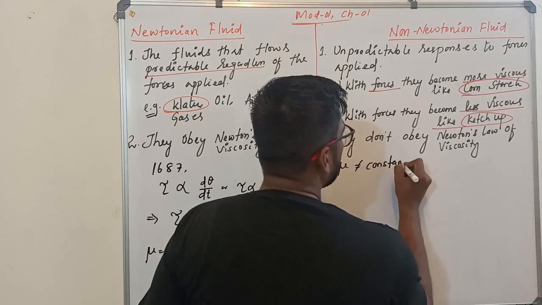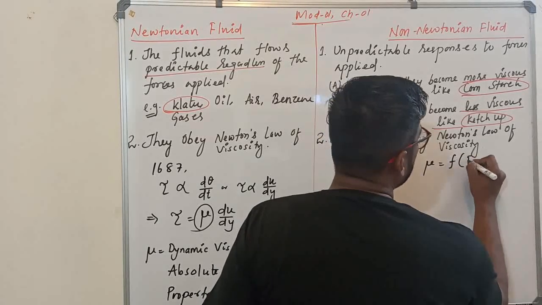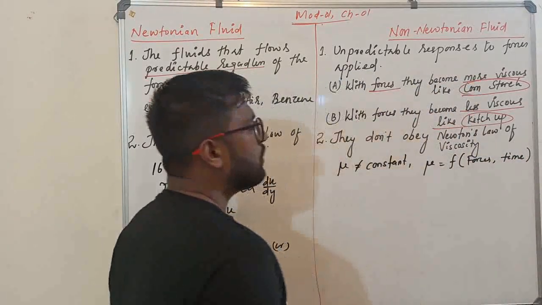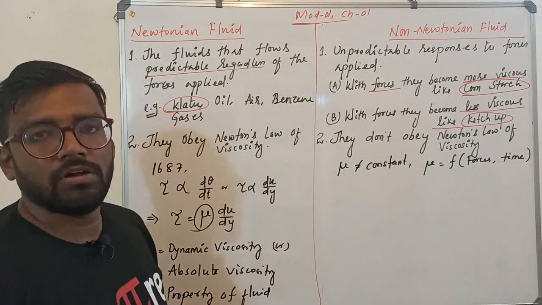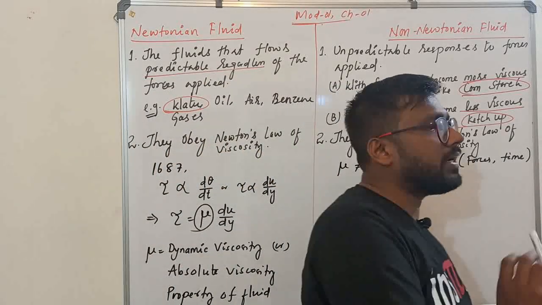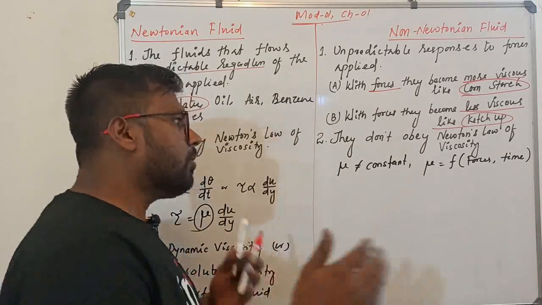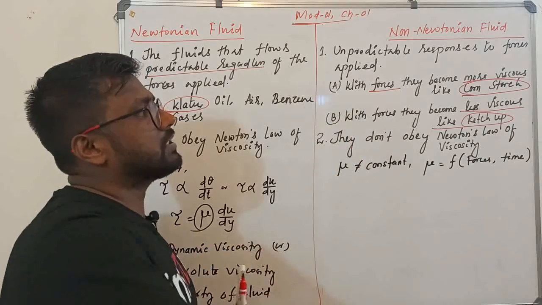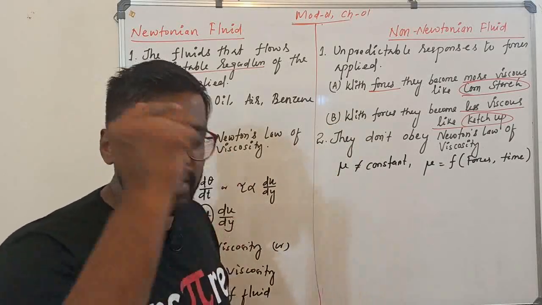Your mu is nothing but a function of the forces applied and time. So your mu depends upon the forces applied, and also time. That's why non-Newtonian fluid has two types: one is time dependent, one is time independent. In both cases forces will be there, whether with application of forces their viscosity is increasing, or decreasing.